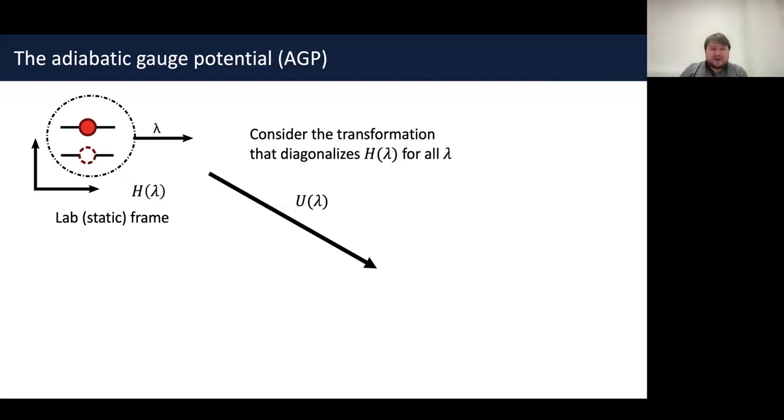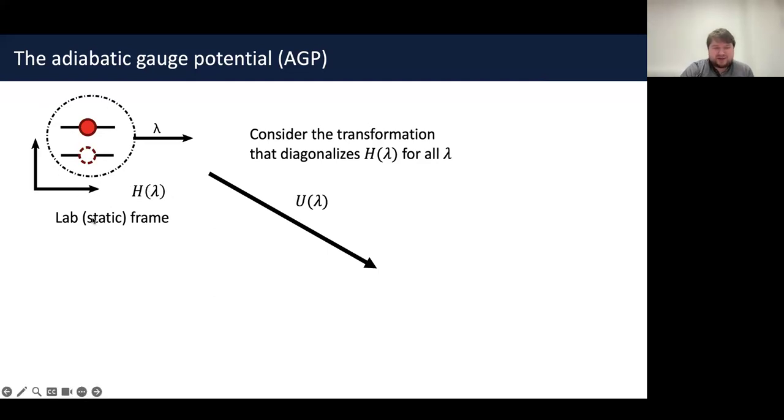Okay, so the adiabatic gauge potential, I think the nicest way to think about it is in terms of just some pictures first. So I have a quantum system, of course, represented by two levels. And then I am going to effectively accelerate it by some lambda. So that's basically that I have a Hamiltonian that has some lambda dependence. I'm driving some parameter in that Hamiltonian.